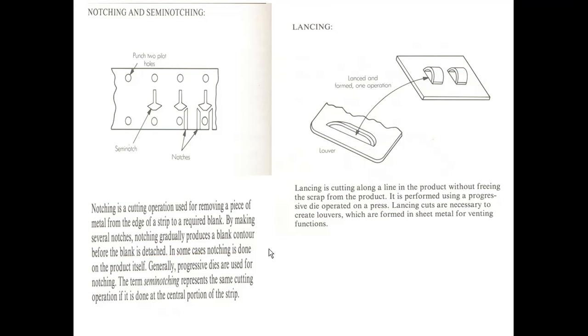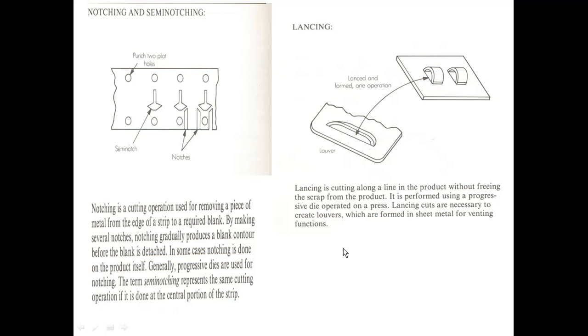Then notching and semi-notching operation. Notching is a cutting operation used for removing a piece of metal from the edge of the strip to a required blank. So this notching is to be done on a single edge of the strip or on both the edges of the strip. So this is nothing but the notching.